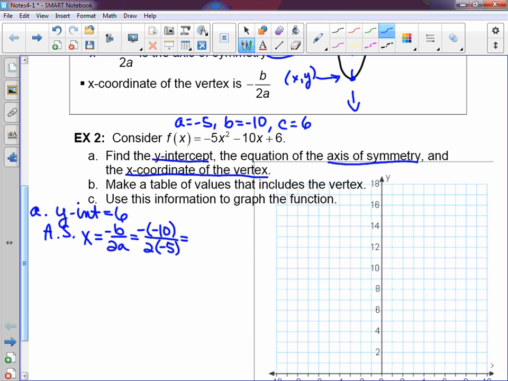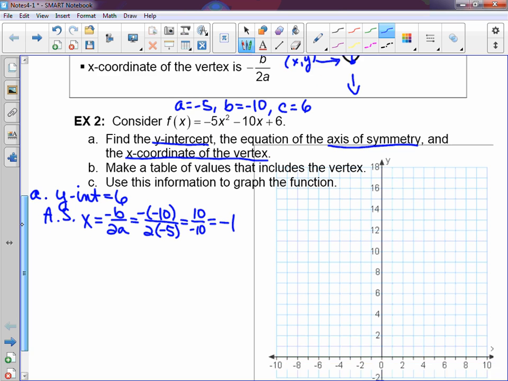What is that? Can't see it in your head? Can't see that? Then simplify. Simplify the top, simplify the bottom. And what do we get? 1. -1. Okay, so that right there is my axis of symmetry.